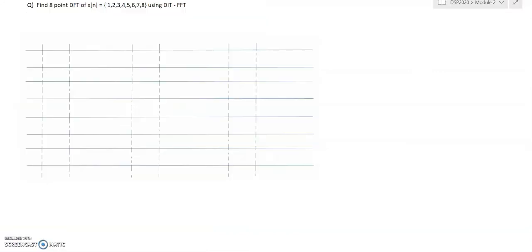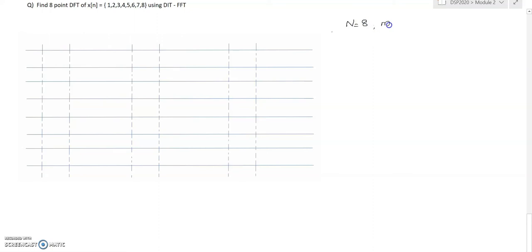Okay, so now we'll try solving this problem of an 8-point DFT for x of n = 1, 2, 3, 4, 5, 6, 7, 8 using this DIT FFT. So we'll do the basic steps first and then we'll get into the diagrammatic solving. The sequence given to you is x of n = 1, 2, 3, 4, 5, 6, 7, 8 and it is mentioned 8-point DFT. So basically your N will be equal to 8.